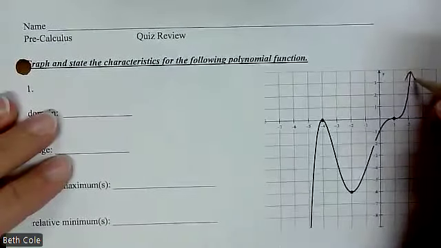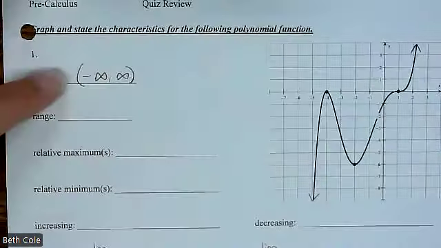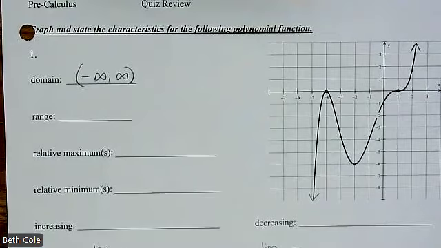So it didn't print with arrows, but this graph keeps on going. Your domain is going to be all reals. And this is how we write it with the interval notation. That is the answer on your quiz. The domain will be all reals.